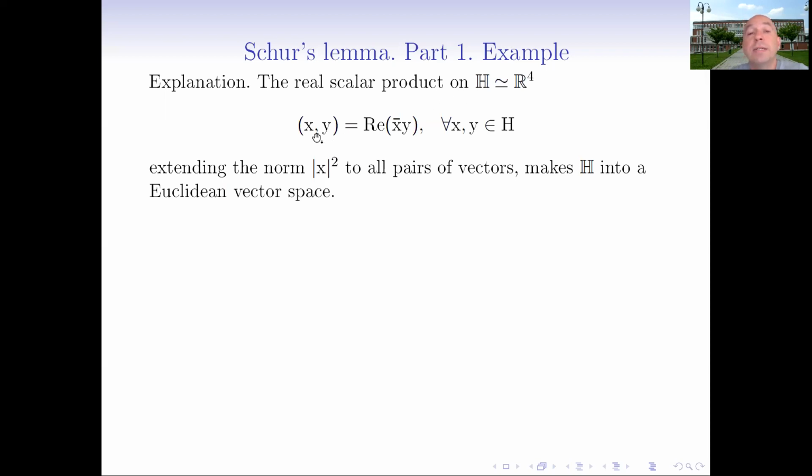Now, in general, let us define the scalar product, which is positive, the scalar product of x and y, as the real part of x bar, the conjugate of x, times y, for every pair of vectors x, y in H. And this extends the norm of x, because if you substitute y equals x, we'll precisely obtain the square of the norm. Because then x bar x will be just the absolute value of x squared, and the real part of it will be the same. So if you substitute y equals x, we get the norm of x squared. Otherwise, it's a scalar product which is positive. It's easy to see.